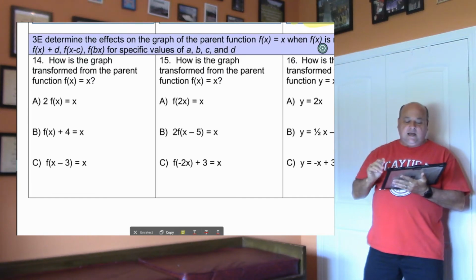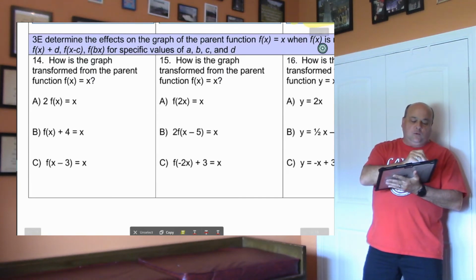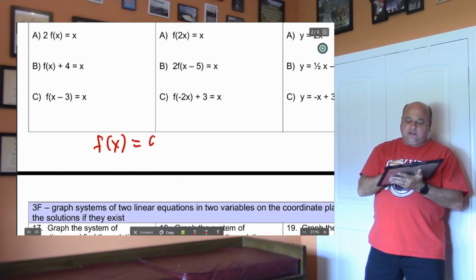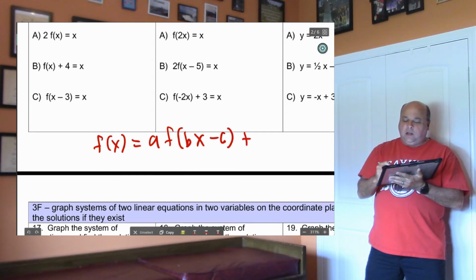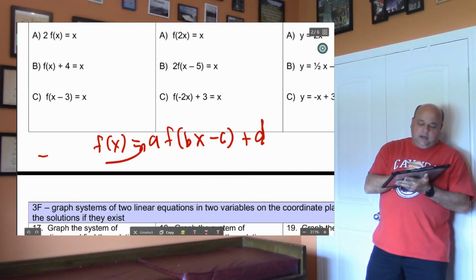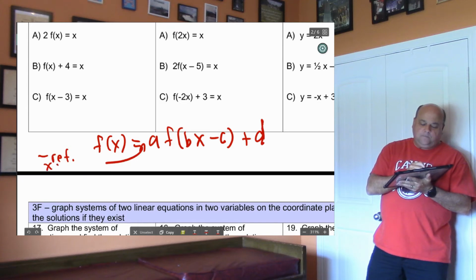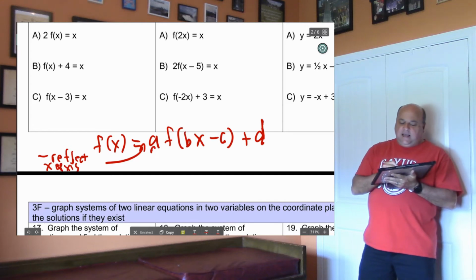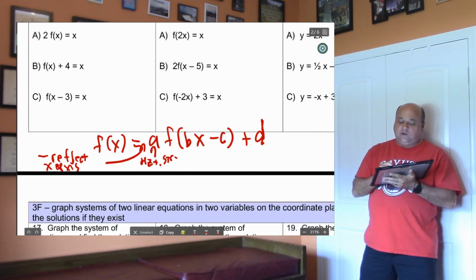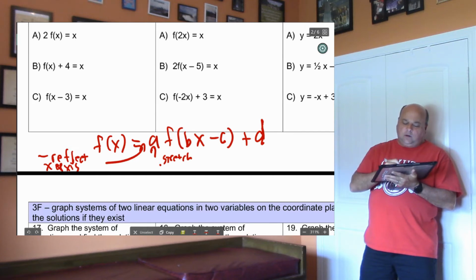What a fun time. Determine the effects of the graph, okay? So we're going to write this down here. Write down f of x equals a f parentheses bx minus c plus d. Remember, if it's a negative, it reflects across x-axis, right? The a is going to be a horizontal stretch, or a horizontal, it's vertical. The A is vertical. Sorry about that.